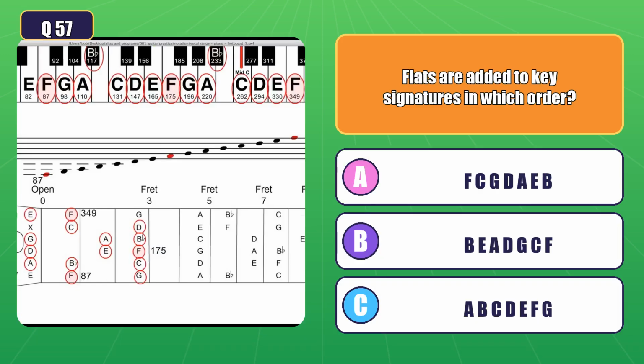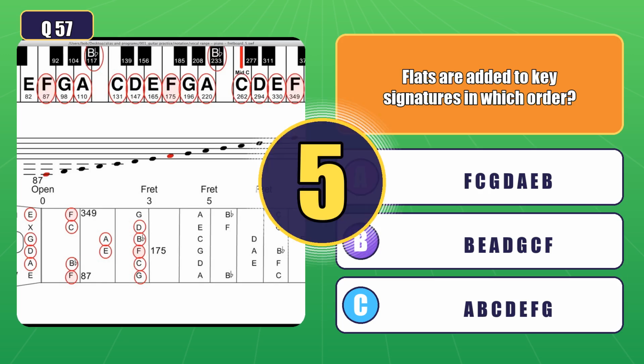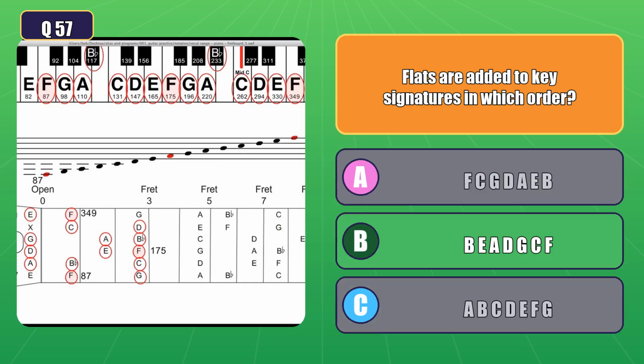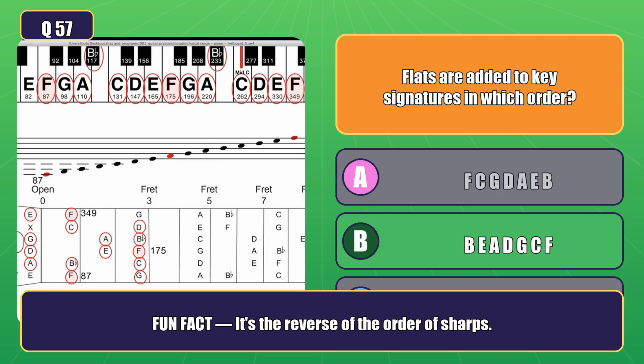Question number 57. Flats are added to key signatures in which order? The answer is B, E, A, D, G, C, F. Fun fact, it's the reverse of the order of sharps.